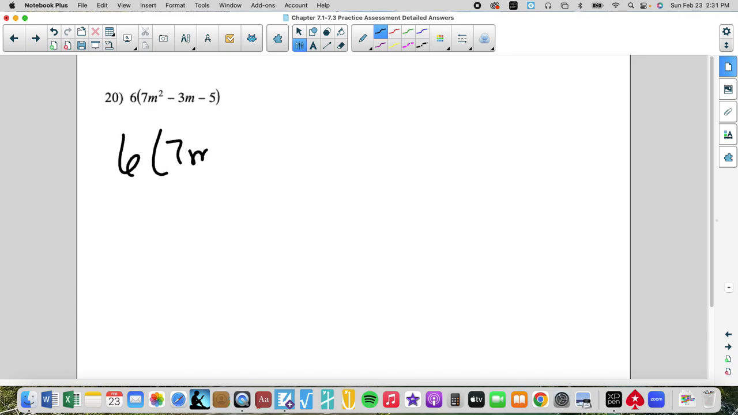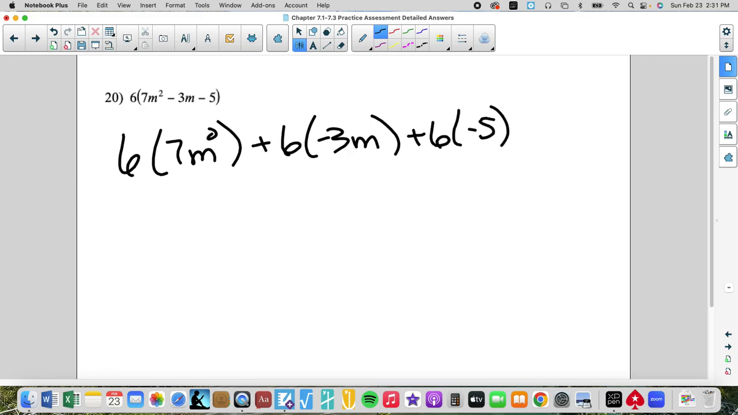6 times 7m squared plus 6 times negative 3m plus 6 times negative 5. 6 times 7m squared, 42m squared. 6 times negative 3m, negative 18m. And 6 times negative 5, negative 30.